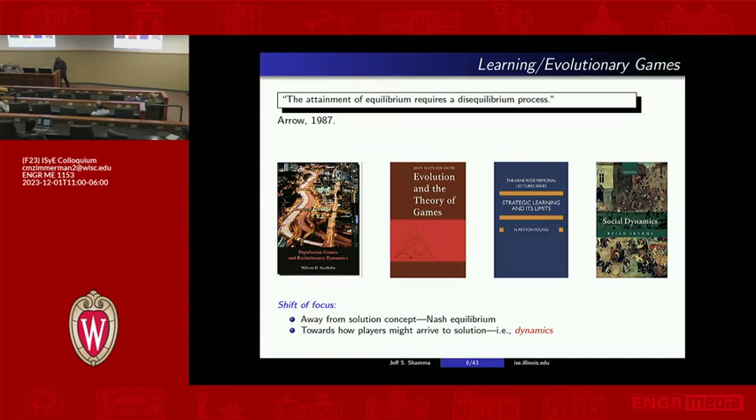Population games and evolutionary dynamics, evolution and the theory of games, strategic learning and its limits, social dynamics. A major contributor was Bill Sandholm here at the University of Wisconsin before his untimely passing a couple of years back. And so here in this work, the shift of focus is away from equilibrium and towards what are plausible stories about dynamics that can lead to equilibrium.